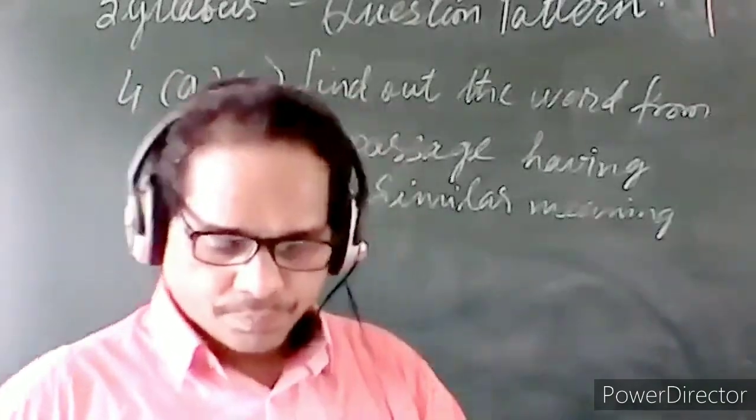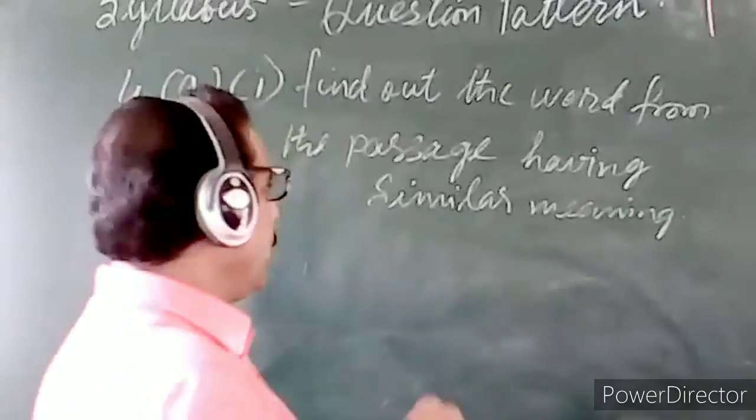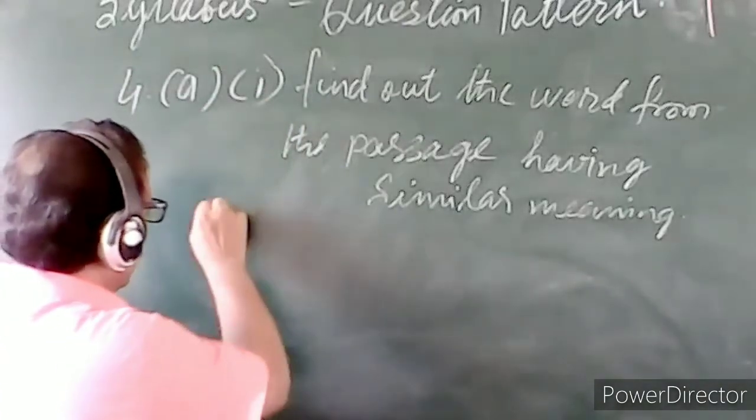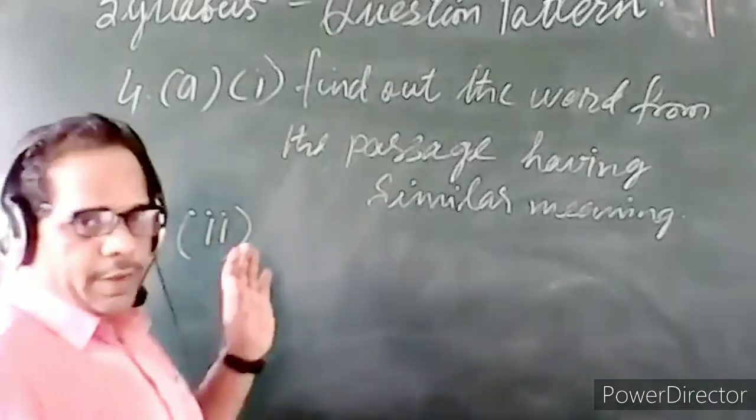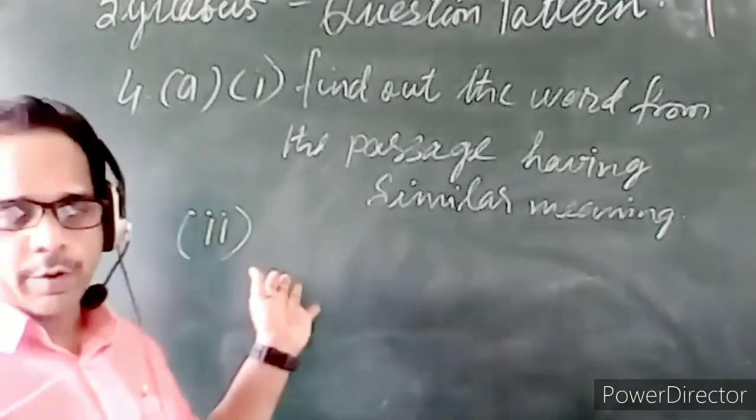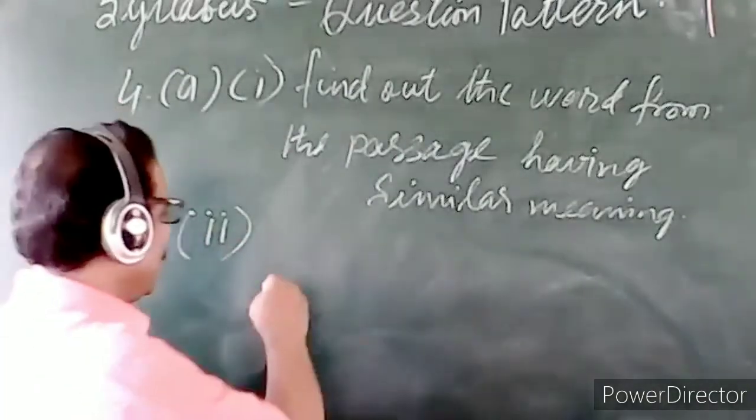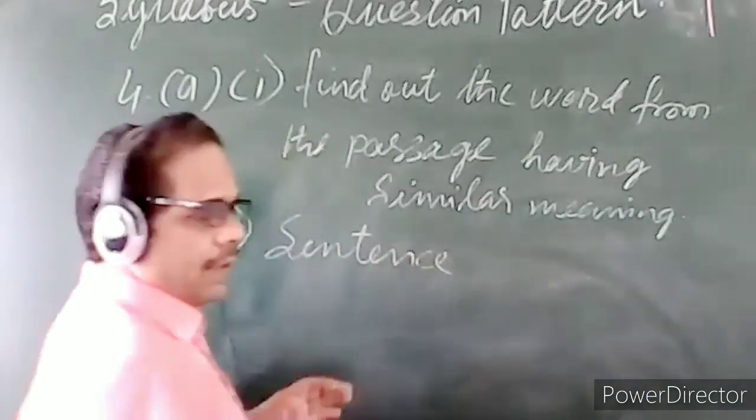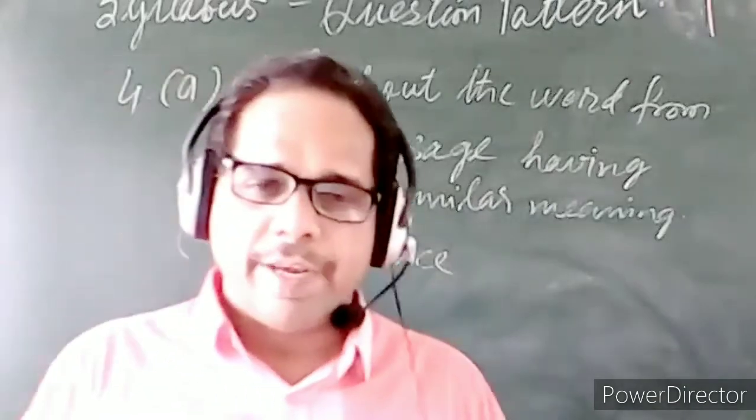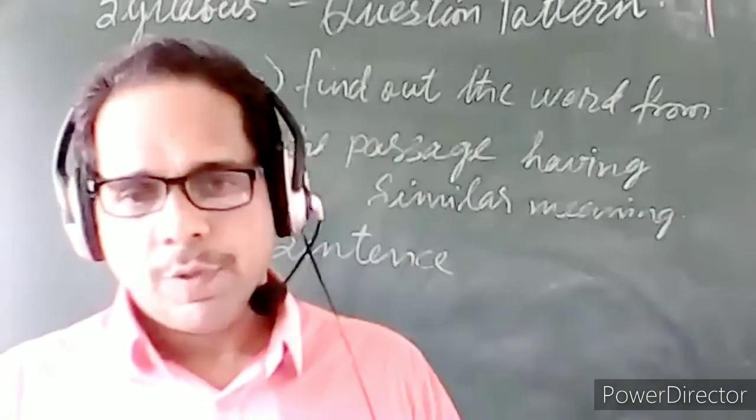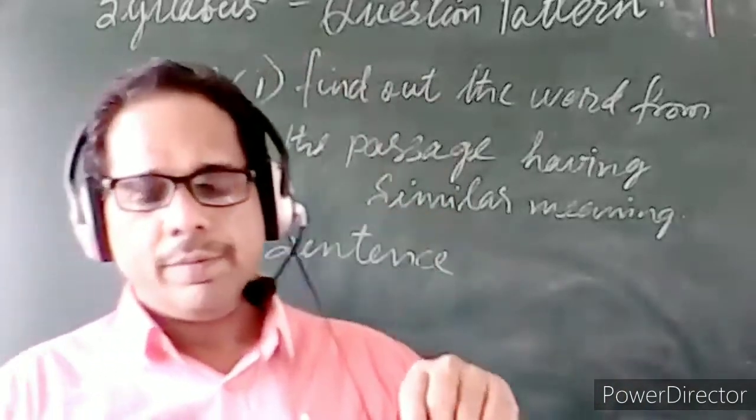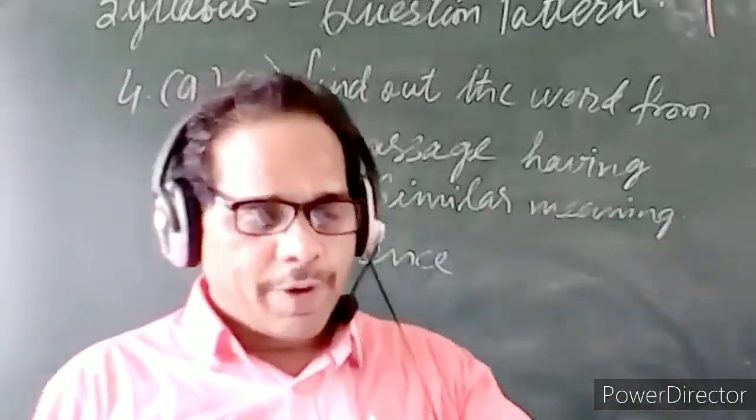So, question number A2. The words are given, 3 words are given to you. You have to write a sentence. A sentence of around 10 words using the given word. Not only do they give you the word, they will tell you where the word is.